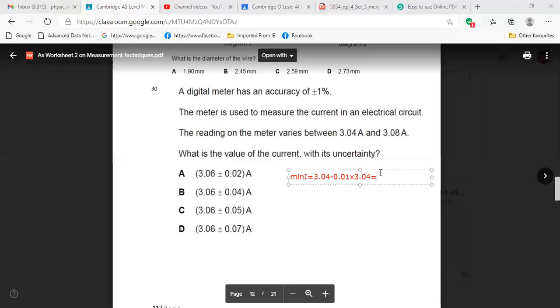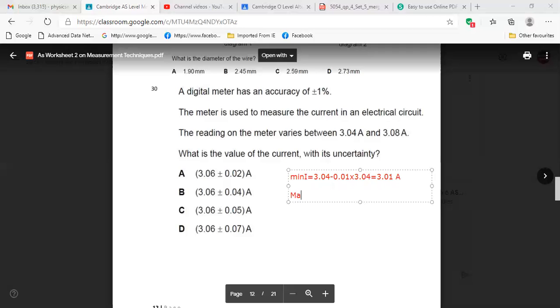So you write here, what is the answer coming? Check. 3.0096. So we can write 3.01, right? Yes, sir. 3.01 ampere.